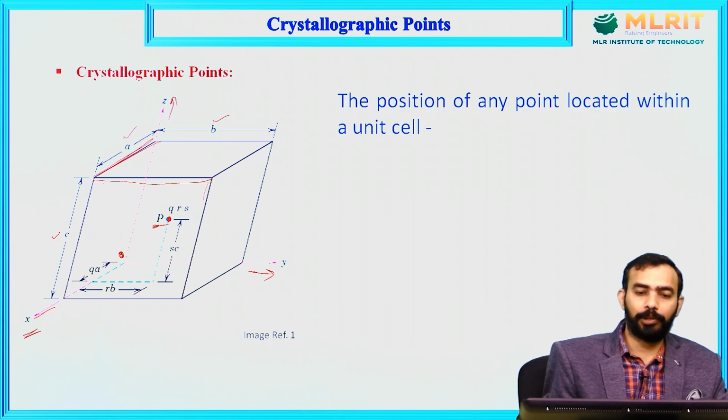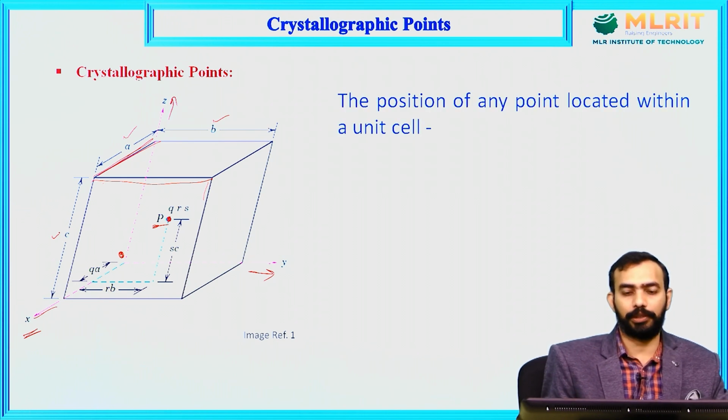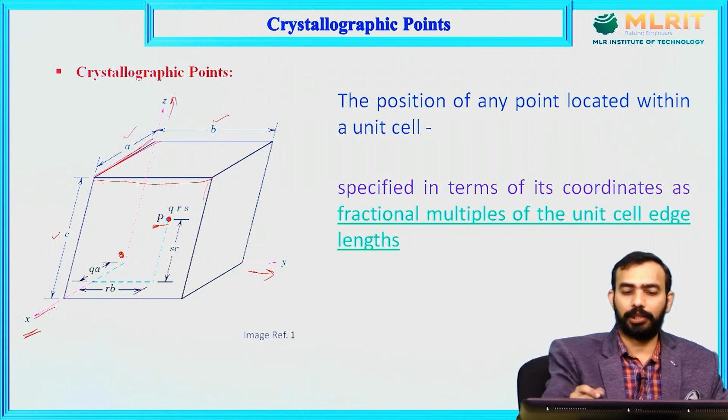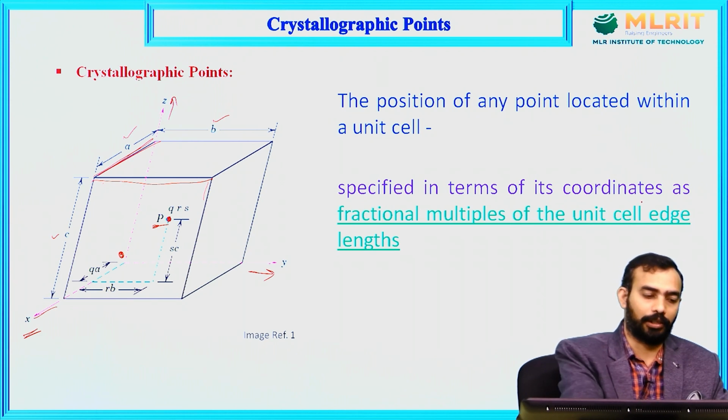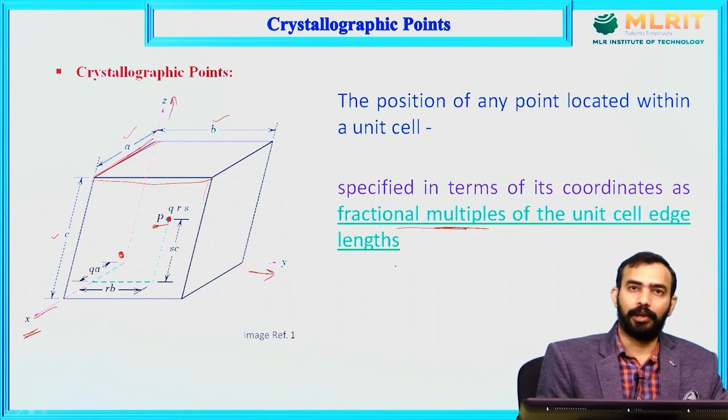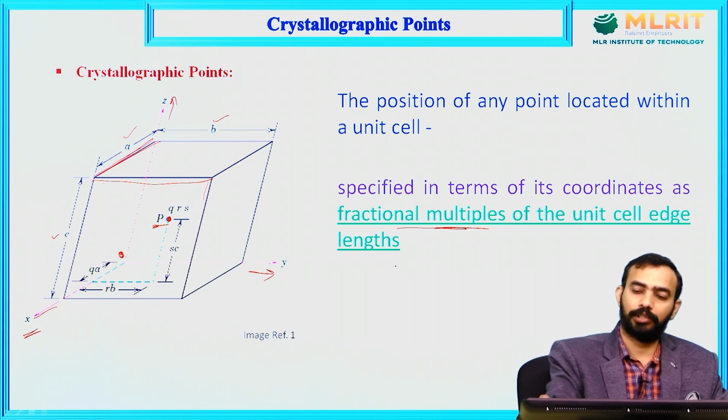And here we will consider how we position any point within the unit cell. It will be specified in terms of its x, y, z coordinates, as fractional multiples of the unit cell edge lengths. What are these unit cell edge lengths?